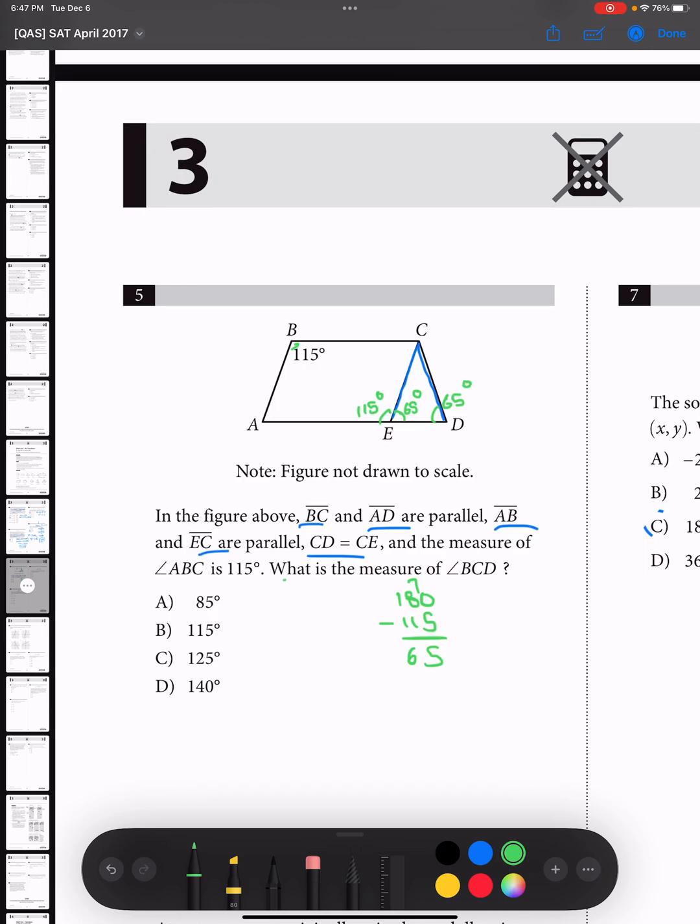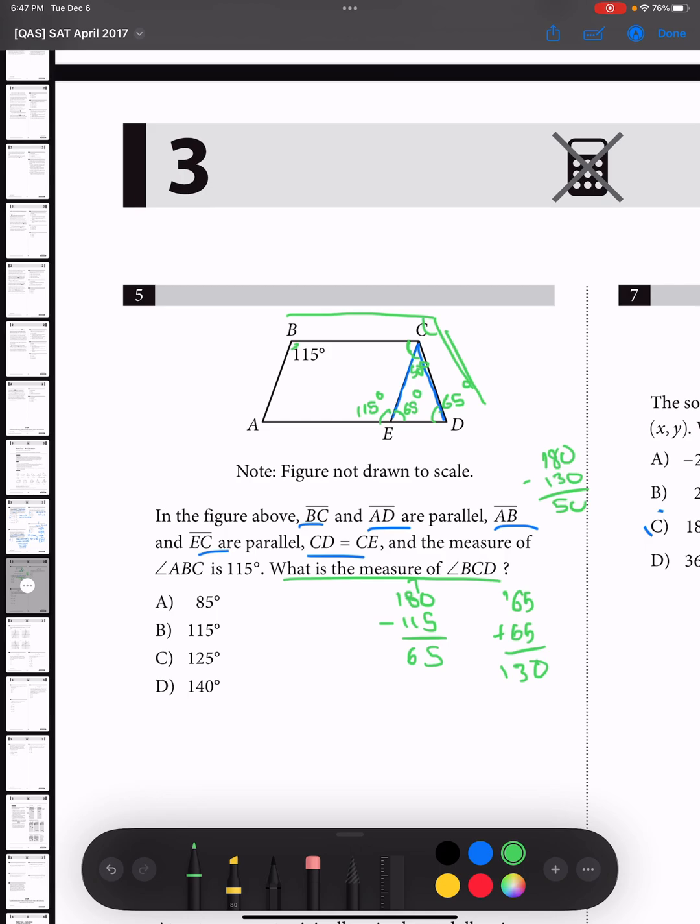And we're asked to find BCD. BCD means that we're trying to find out the angle measure for C. That means that we're going to add 65 and 65. So 65 plus 65 is equal to 130. And then we do 180 minus 130, which gives us 50. So only this part is 50, but we're not done yet because this also comes under C.